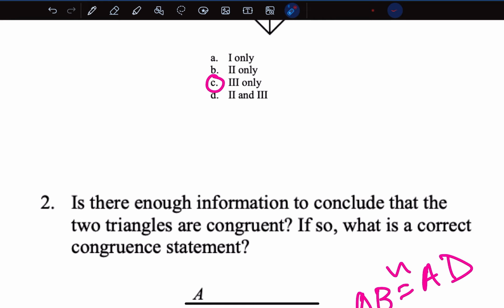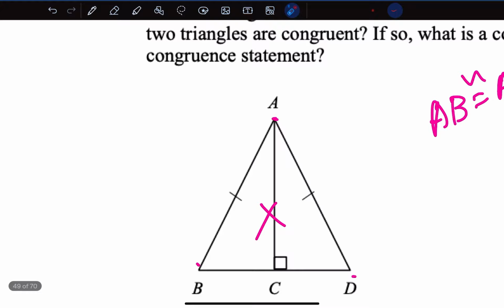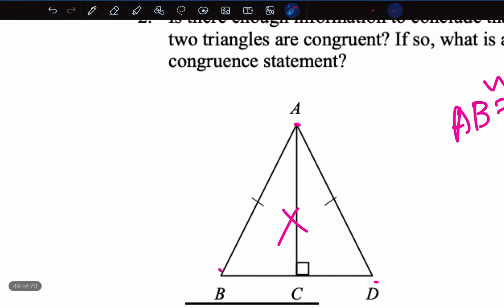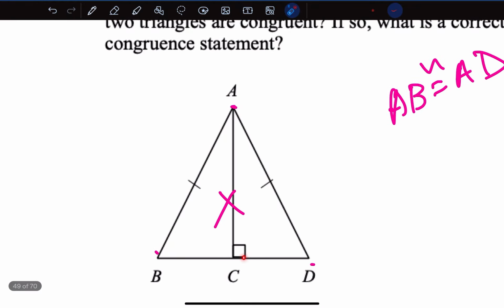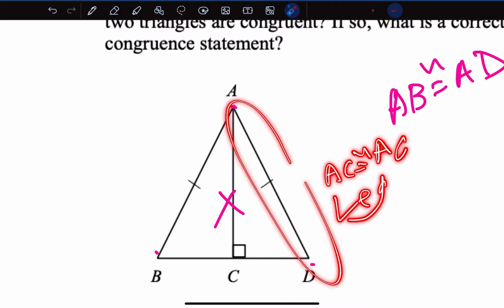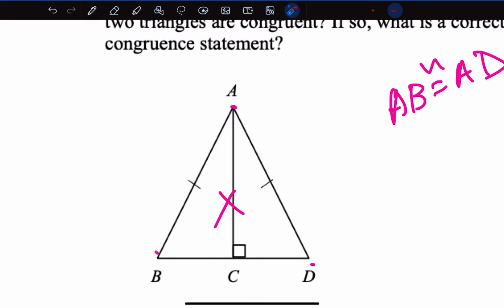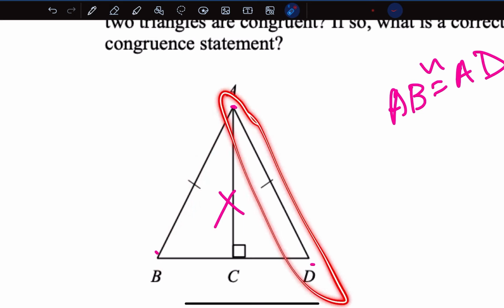Is there enough information to conclude that the 2 triangles are congruent? If so, what is a correct congruent statement? So let's look at this. Right angle, right triangles. Good. I know that there is a shared side, so AC is congruent to itself, which is our leg, and our hypotenuses are given to us, right? So here I know that AB is congruent to AD.